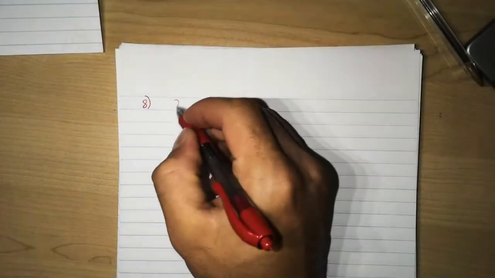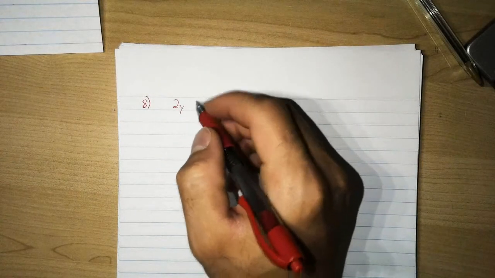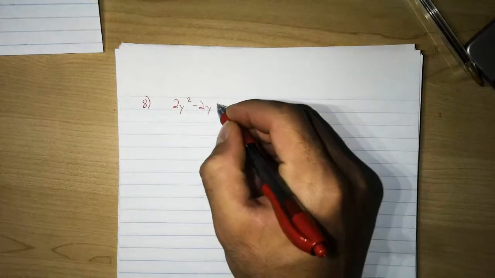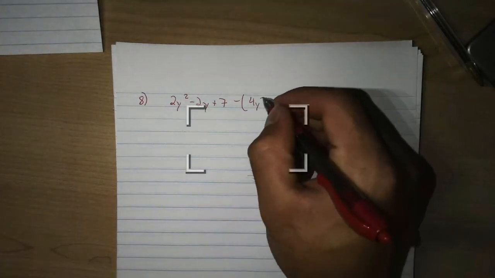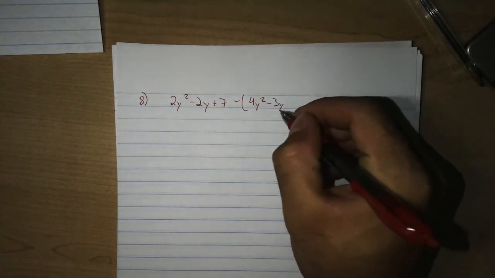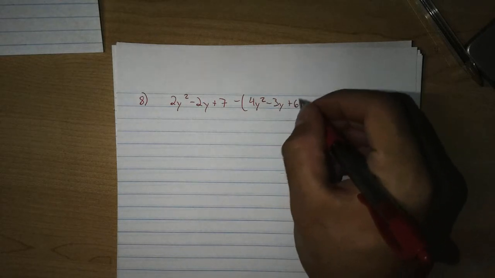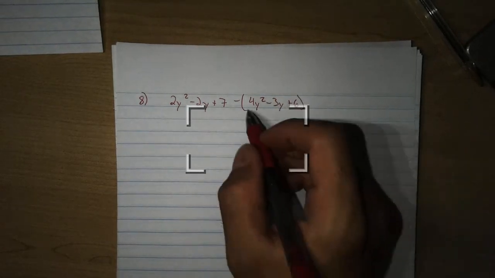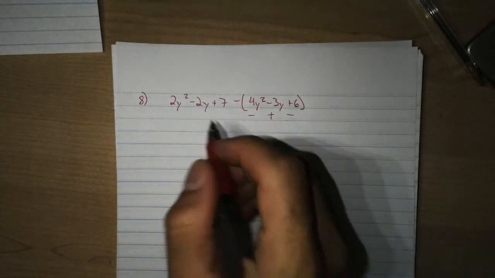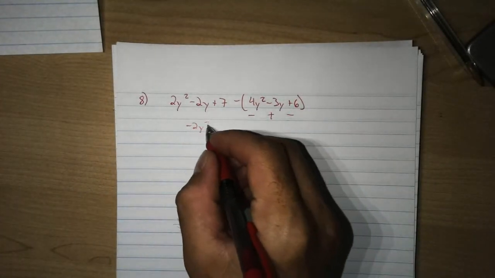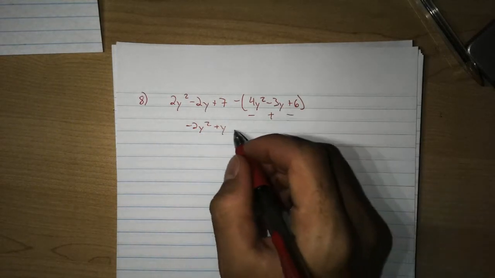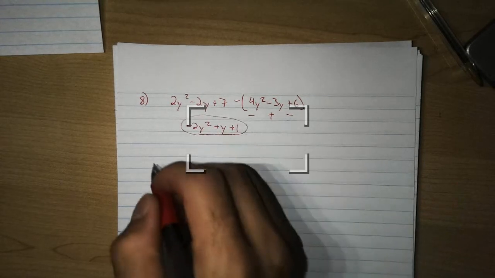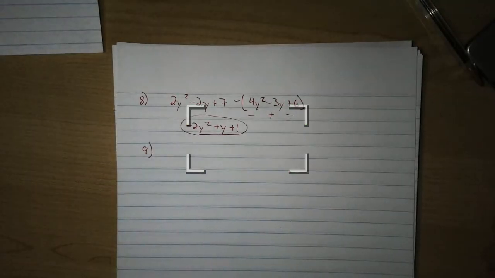Alright, so number 8. Let's subtract 2y squared minus 2y plus 7 minus 4y squared minus 3y plus 6. Right. And this changes all the signs. Combine terms, 2 minus 4 is negative 2y squared. Negative 2 plus 3 is plus y. 7 minus 6 is plus 1. Get our answer.